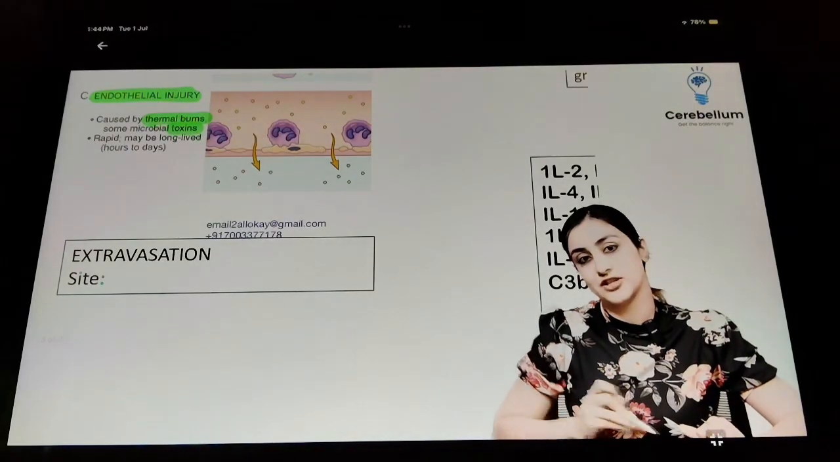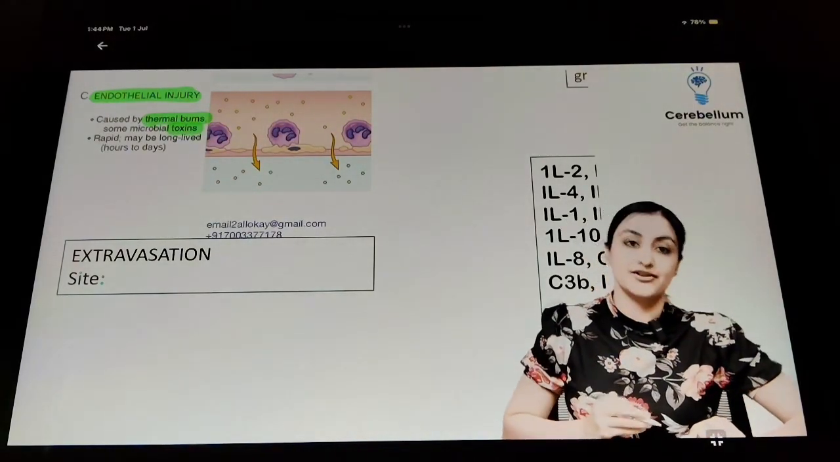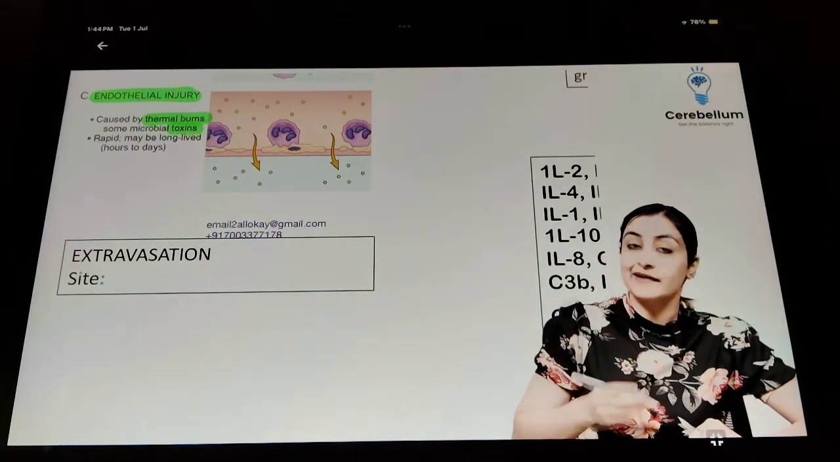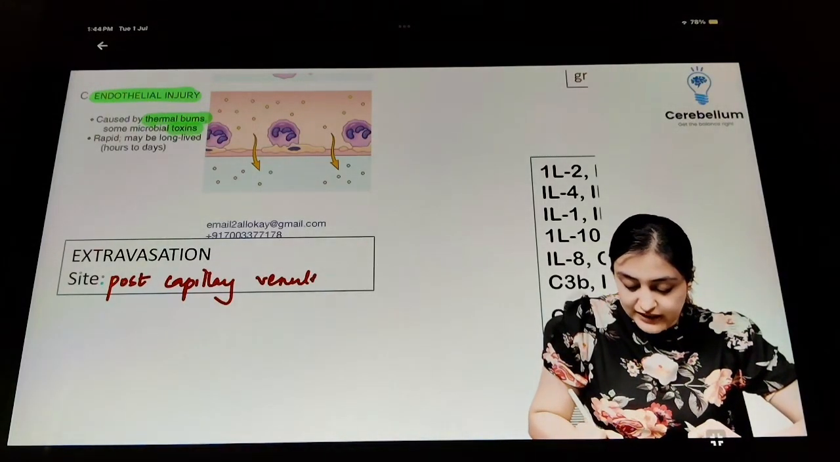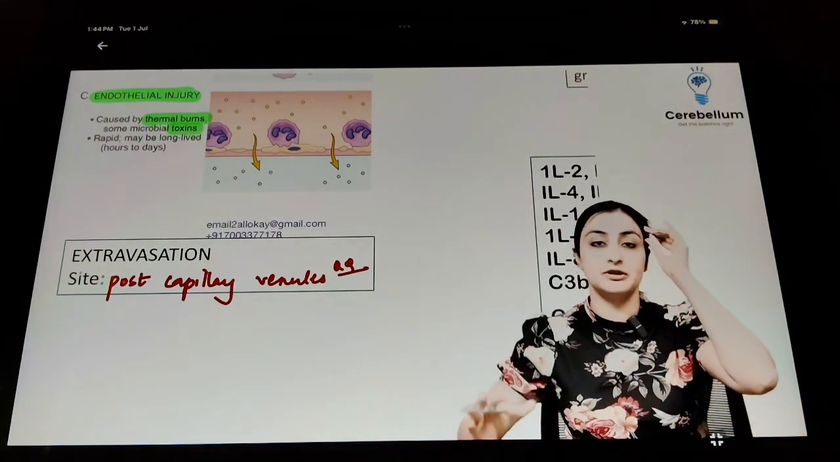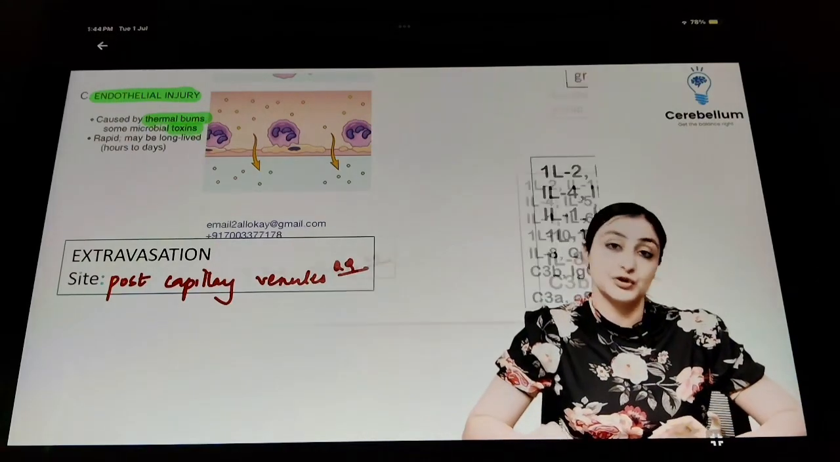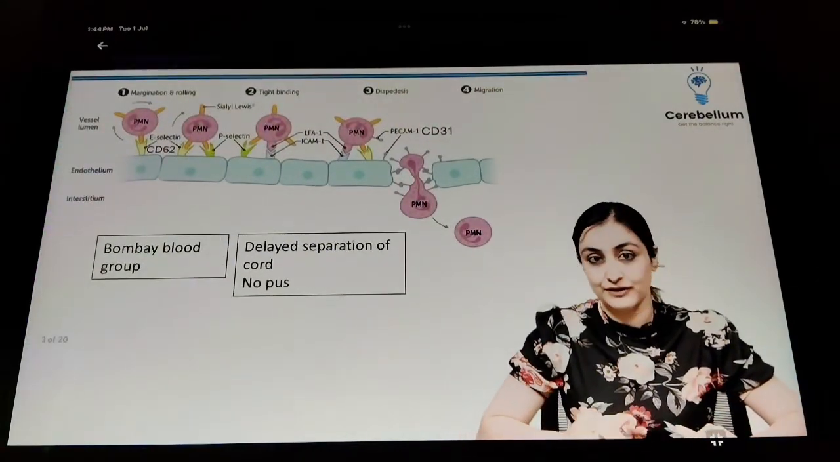This is followed by extravasation. So now you have gaps, right? So now we are going to have extravasation here, again mediated by histamine, and the site where this happens is post-capillary venules. So this also sounds like a very important point. Where does all of this happen? It happens in the post-capillary venules. So now let's dwell deeper into this extravasation. What are the sequences of events, and that is what is asked.